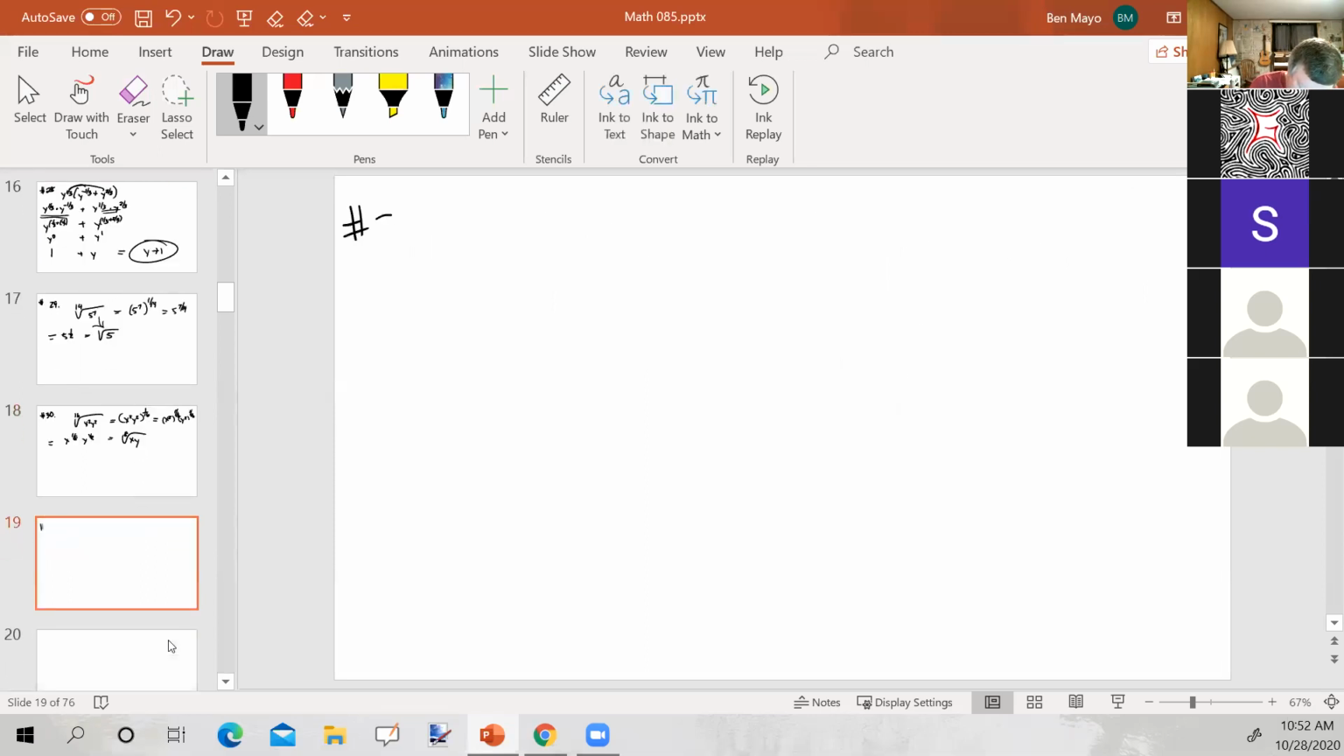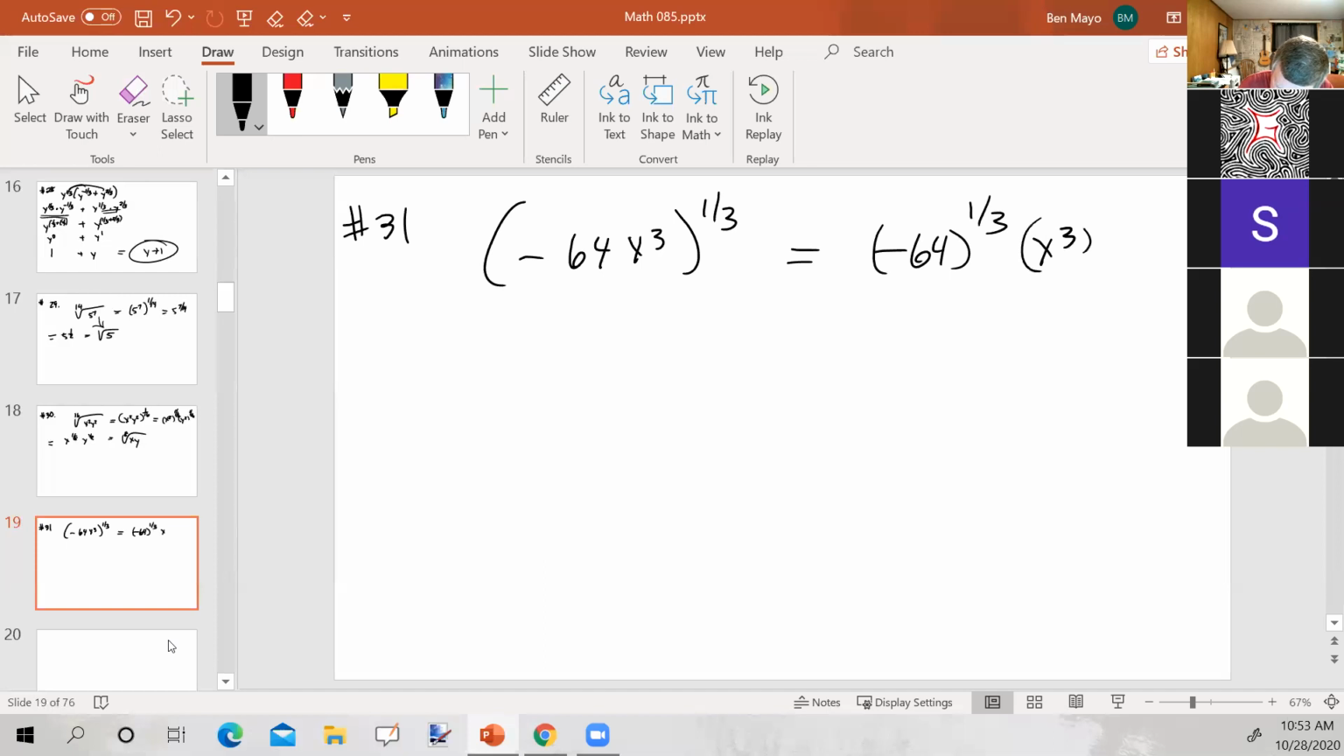And finally, for this set of problems, number 31, simplify the expression -64x cubed to the 1/3 power. Now, recall, you can't take an even root of a negative number, but you can take an odd root of a negative number. So this would be -64 to the 1/3 power, x cubed to the 1/3 power. Well, the cube root of -64 is -4. The cube root of x cubed is x. So there's our final answer there. Okay.